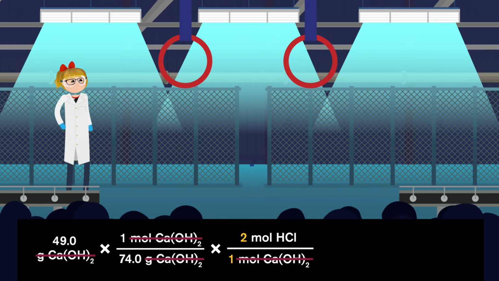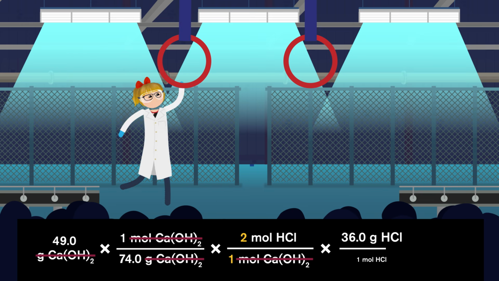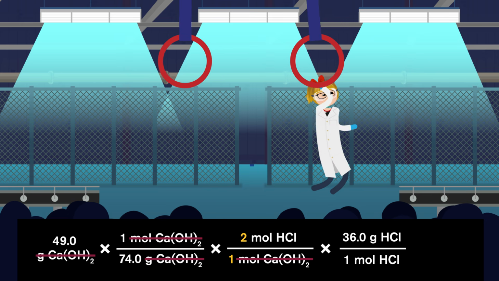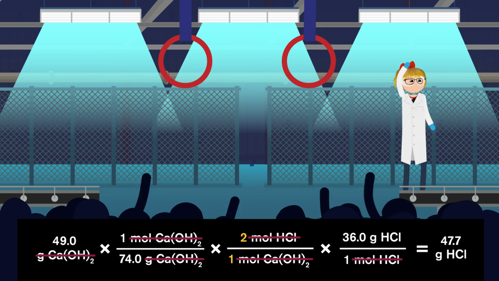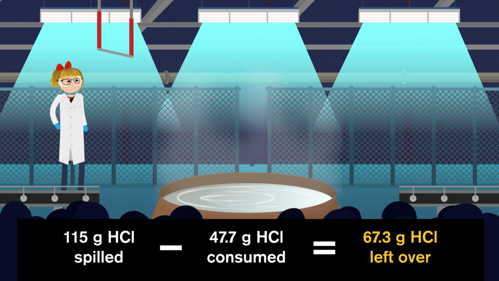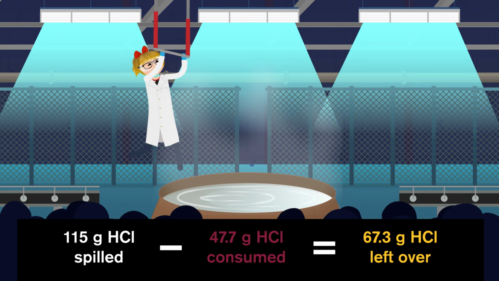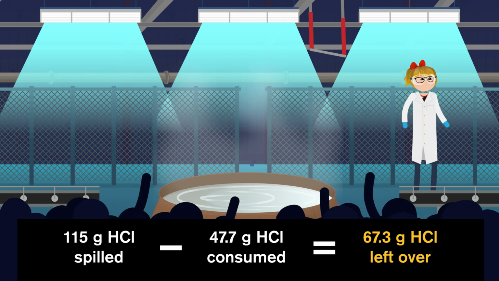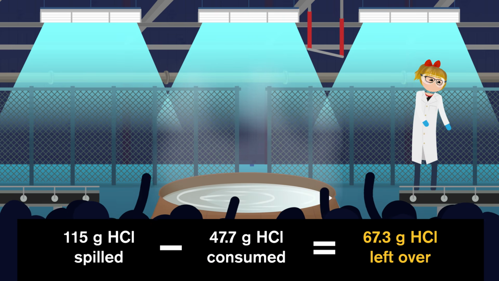Now that we're in terms of the same substance, we can use the molar mass of hydrochloric acid to convert from moles of our excess reactant to grams. This will tell us how much hydrochloric acid was consumed in the reaction. Since the spill of hydrochloric acid was 115 grams, we can subtract our amount consumed, 47.7 grams, to find out that our amount of excess reactant left over is 67.3 grams.